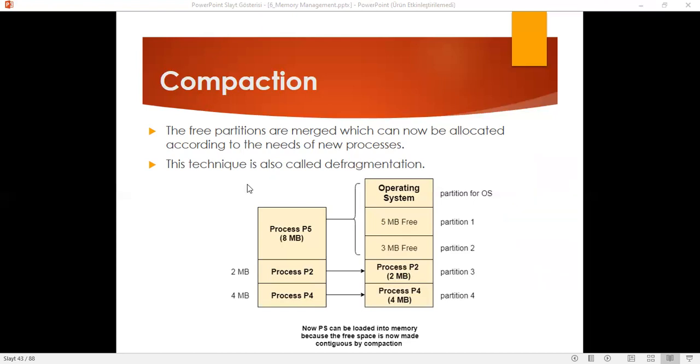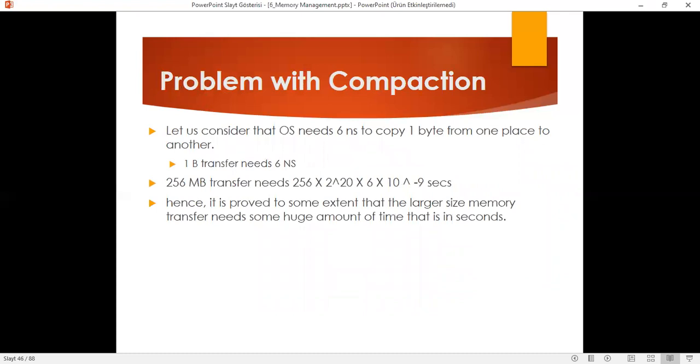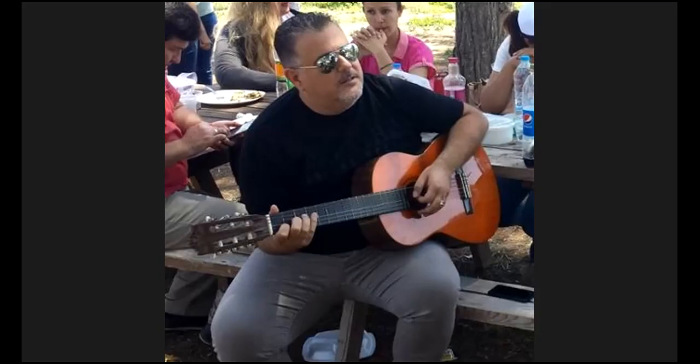So let me continue. I explained what the problem with compaction is, and how we can use it. Let me give a 5 minute break and continue after the break, because I think the time is up. It will stop the meeting.